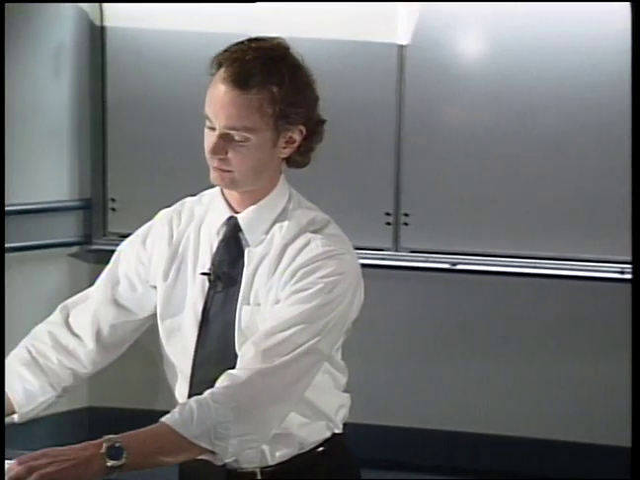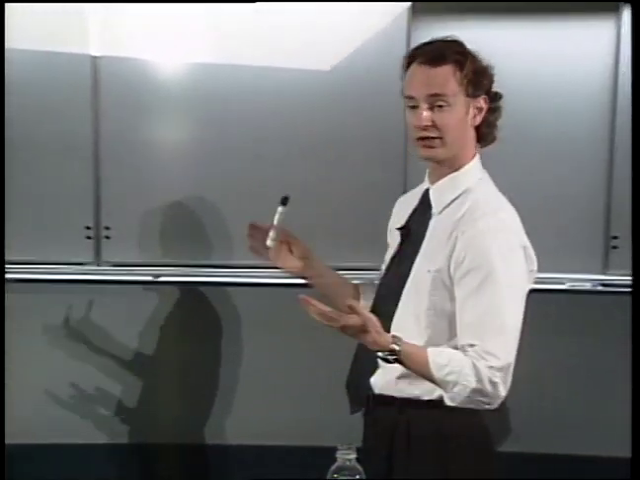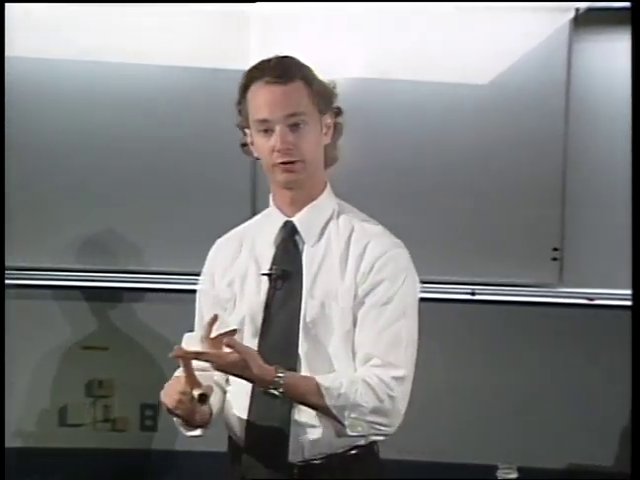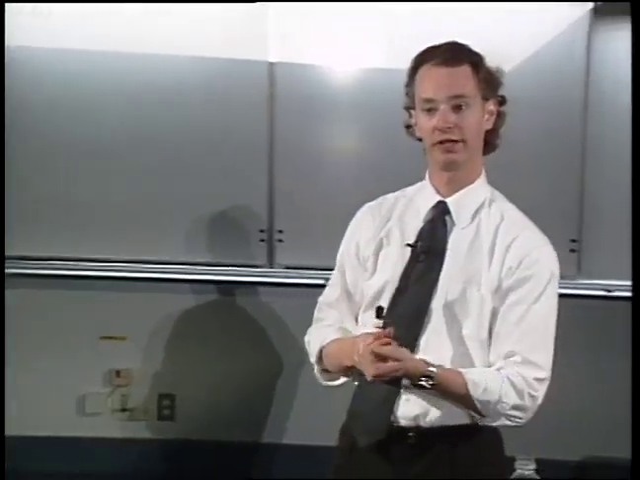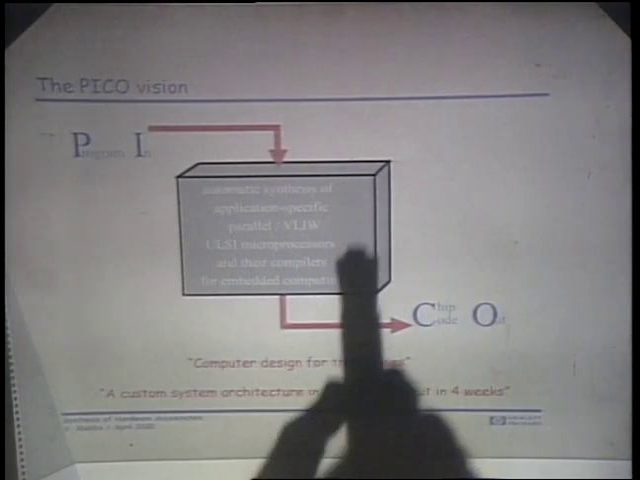So the project at HP Labs is called PICO. And PICO is essentially, you can think of it, a black box in which your input is a program. So program in, that's where the PI comes from. So this is like a C program. And then you want this black box to produce essentially a chip on the output. So you want a custom piece of hardware that can run that program that's on your input side. So program in, chip out is where the acronym comes from. So what is this black box?